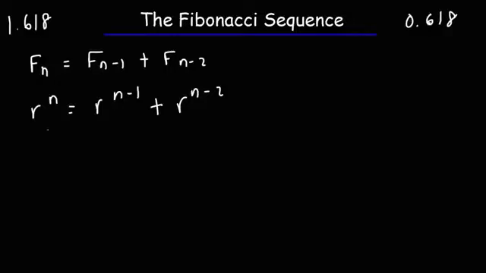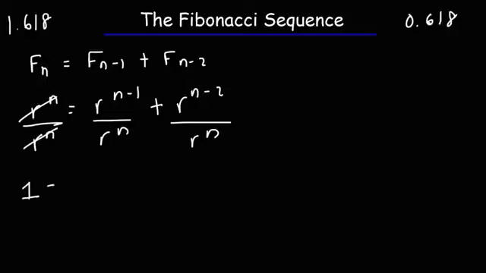Now what we're going to do is divide each term by r raised to the n. So on the left, these two will cancel, giving us 1. Now r to the n minus 1 divided by r to the n, we need to subtract the exponents. N minus 1 minus n, the n's will cancel, giving us r to the negative 1. And dividing these two, we're going to get r to the minus 2.